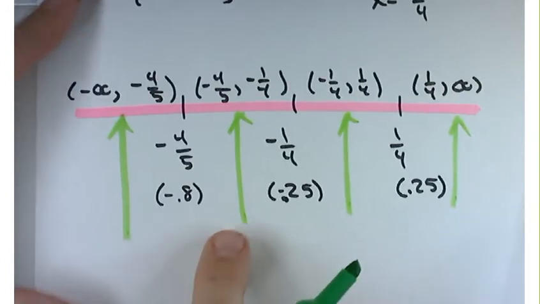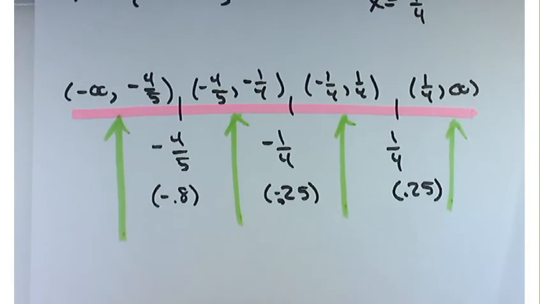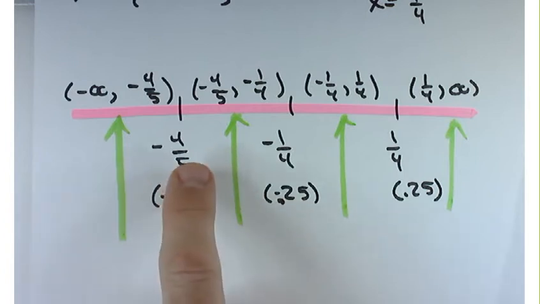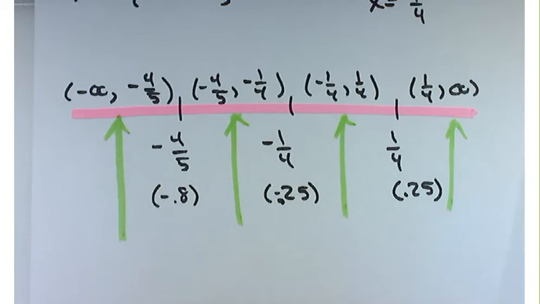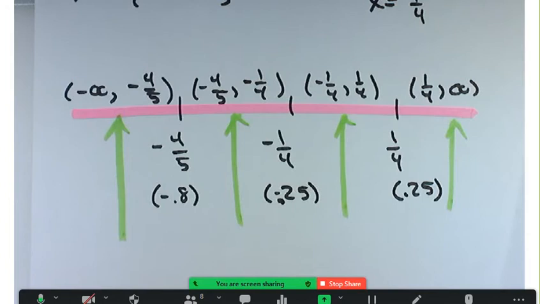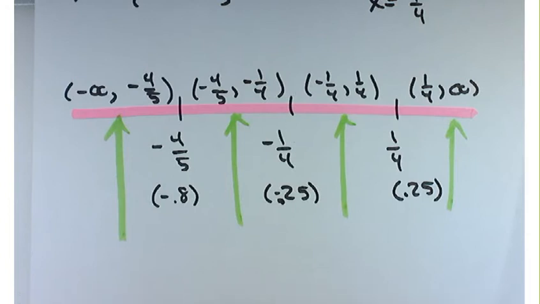Now, by writing these as decimal values, I'm hoping it's going to be easier to find a point between these things than it would be if you're dealing with a fraction. A lot of us, if we were dealing with a fraction, would just shrug. I don't know what's between -4/5 and -1/4. But when you see it with decimals, it's going to be a little bit easier.